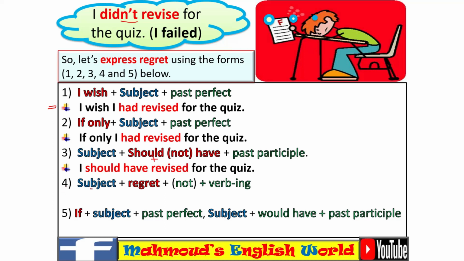For number 4, subject regret and verb ing. Are we going to say here regret not or regret plus verb ing? Great, regret not, because this is negative and this is negative. We said both of them should be negative, and if one is affirmative, the other one should be affirmative. So the same form. I regret not revising for the quiz, and here we deleted the E.